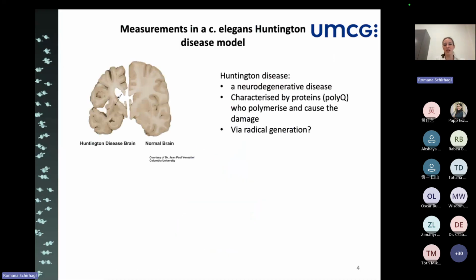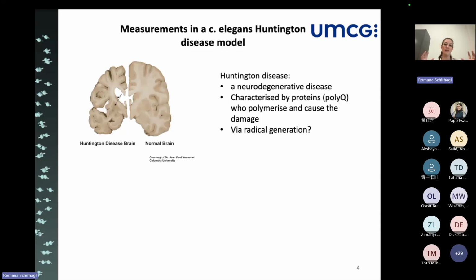But now what we did here with the Huntington disease model. First, a few words on Huntington disease. This is a neurodegenerative disease, and it's characterized by formation of proteins that form aggregates. It's called polyQ. And it's similar to what's known as the mad cow disease, where you have these prion-like proteins that form these aggregates and then become toxic.